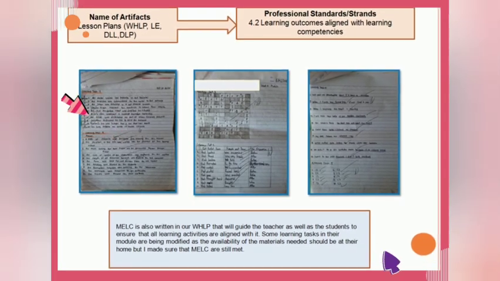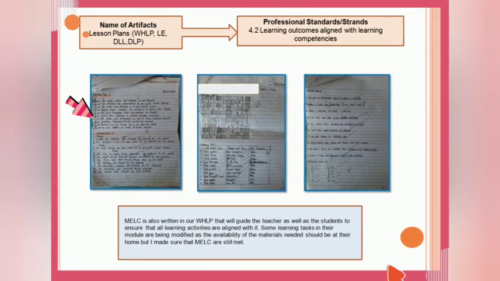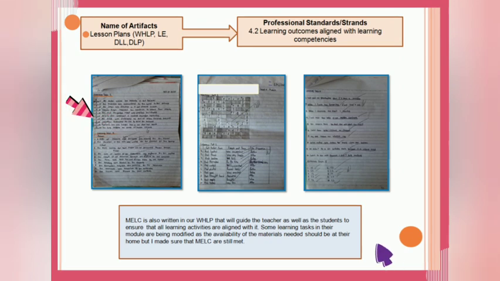Next, again, we have the same artifact, the lesson plan, but it should support 4.2, which is the learning outcomes aligned with learning competencies. The artifacts that we provided here are students' output. Okay, so sa annotation, pwede niyong i-state if you have done or made some modification for your students. But the modifications that you have done should still be aligned with the learning competencies.